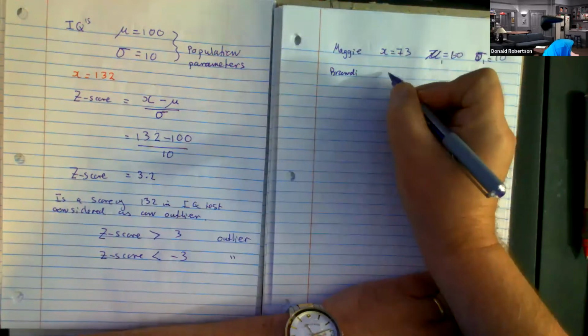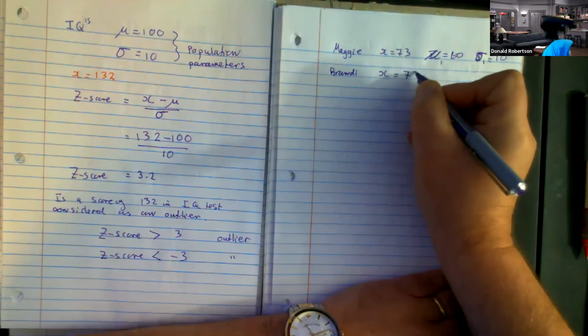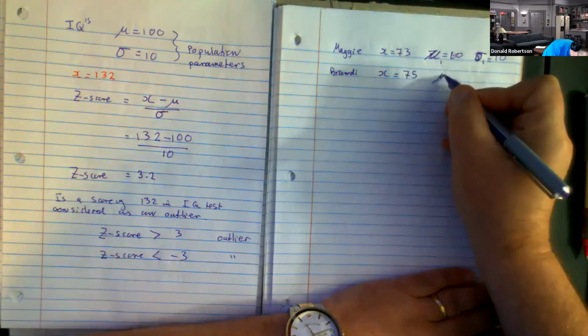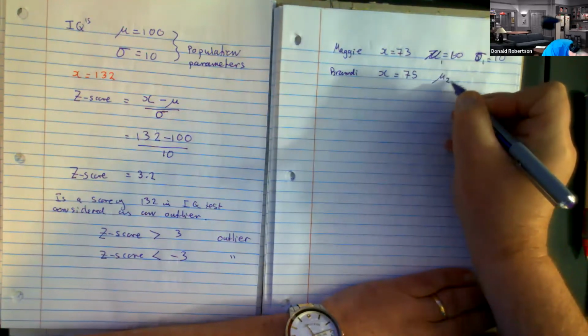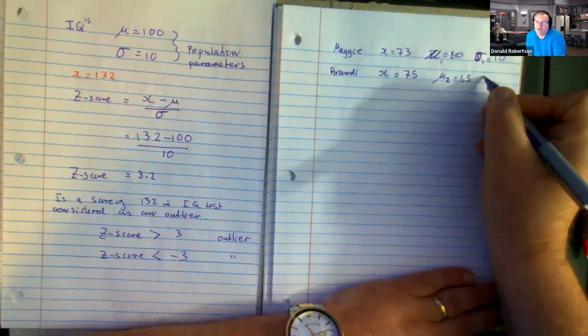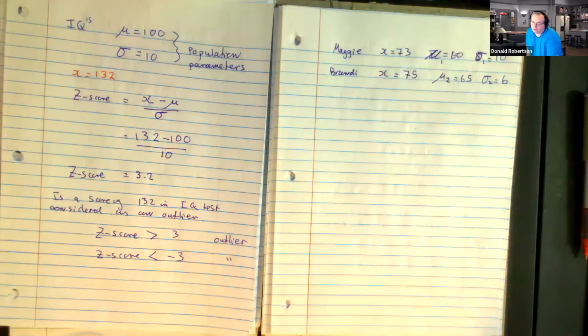Brandy, you did better. You got 75. And in your class, the mean was 65. And in your class, the standard deviation was 6. And so what we're going to do is compare both your scores, essentially to see who did better. And who did better means who got the biggest z-score.